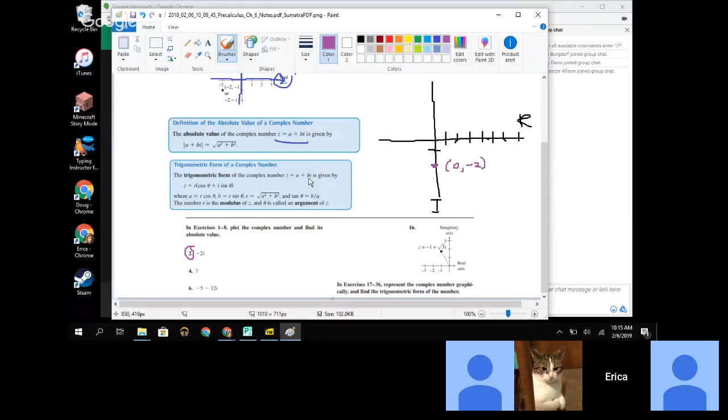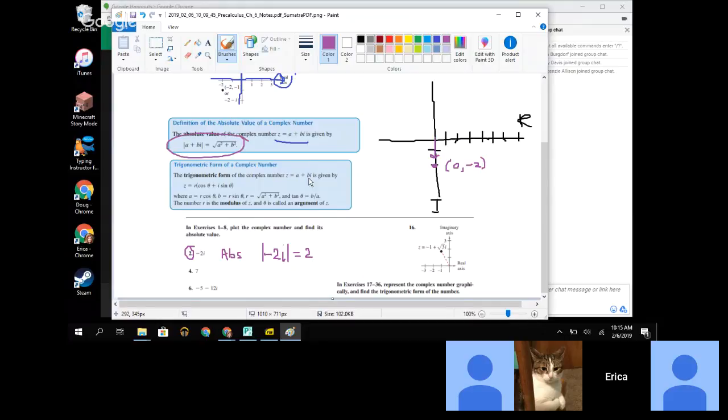Okay. If I wanted to know what the absolute value is, I could do it algebraically, but this is actually a really easy one, right? The absolute value of this is just going to be 2 units. So the absolute value of negative 2i is going to be 2 units. So I can look on my graph and see that. I could also do it algebraically by this formula.